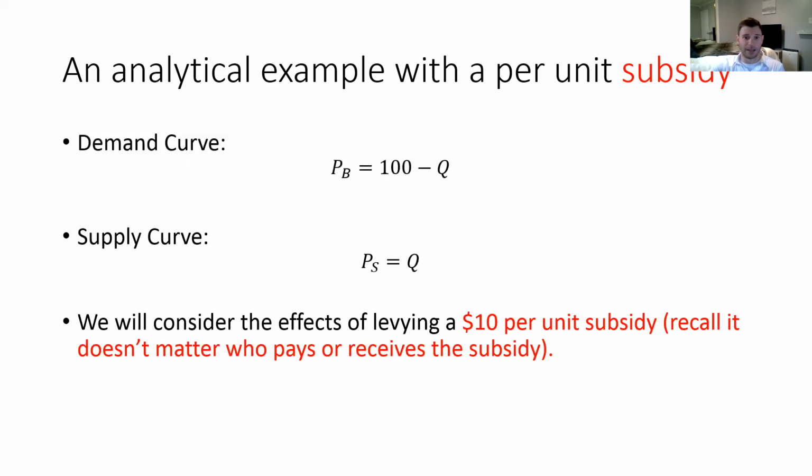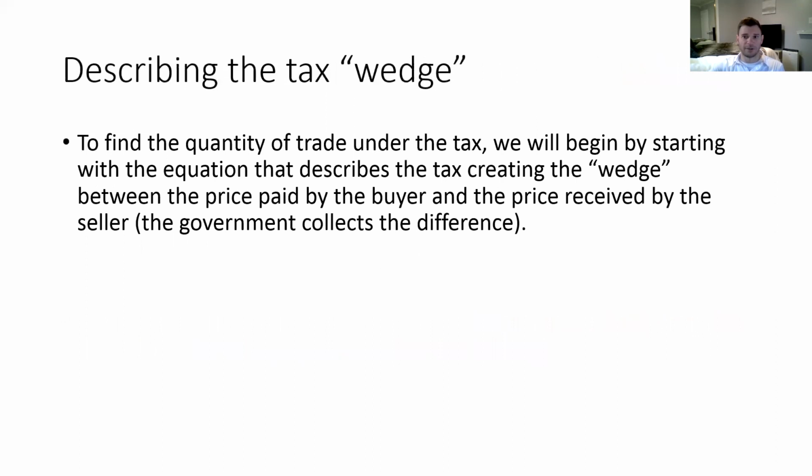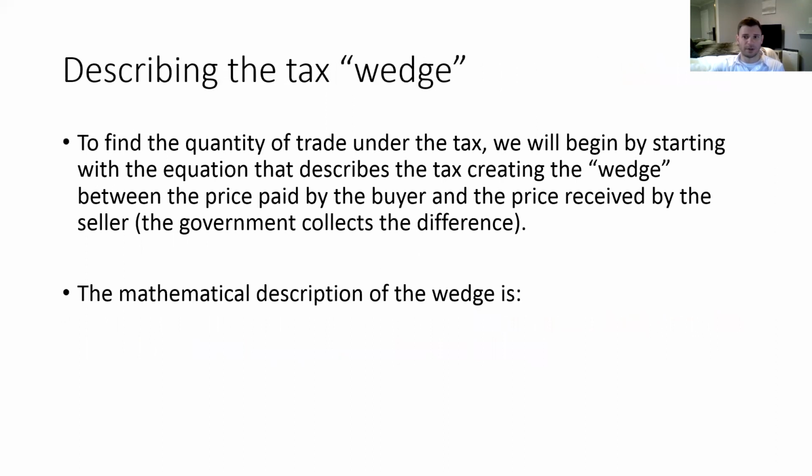Now, in order for us to describe the tax wedge, we had this equation that suggested that the difference between the price that the buyer was paying and the price that the seller was receiving was accounted for by the $10 tax. Now, all I'm going to do is switch out the tax for a subsidy. So all the words where you see tax, I'm going to switch into subsidy. And I argued earlier that a tax is literally a negative subsidy, or vice versa. A subsidy is a negative tax.